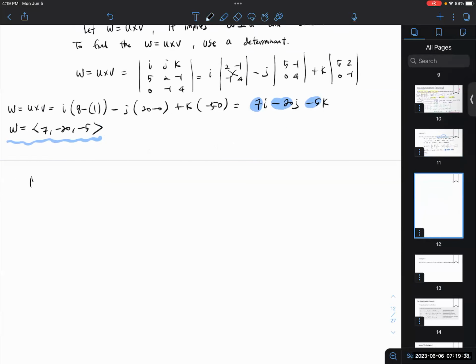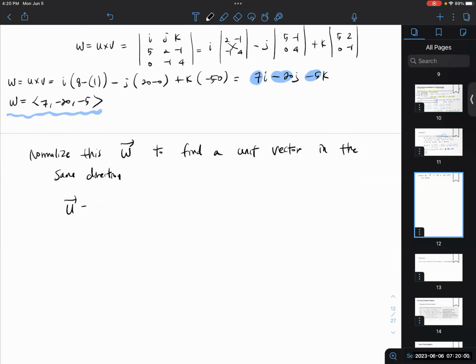So from here, we are going to normalize this W vector to find a unit vector. We know the unit vector formula in the same direction: whatever the given vector is, divided by its magnitude. If you remember, u over its magnitude is the unit vector.